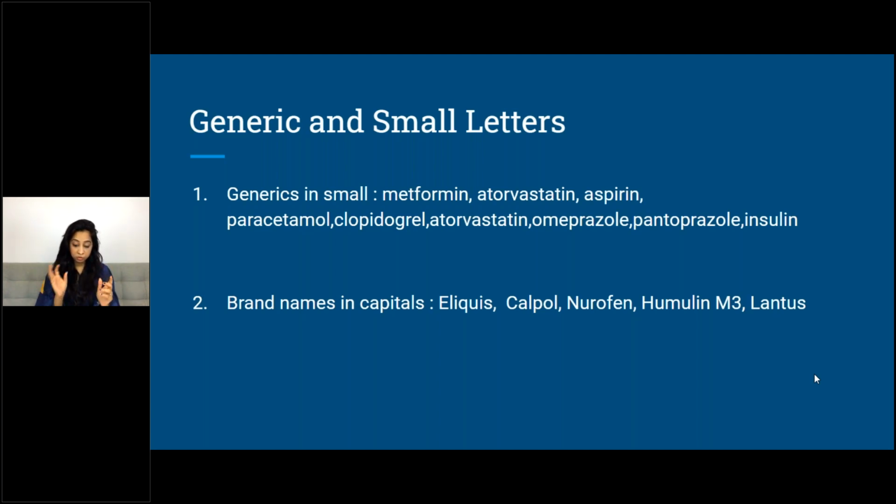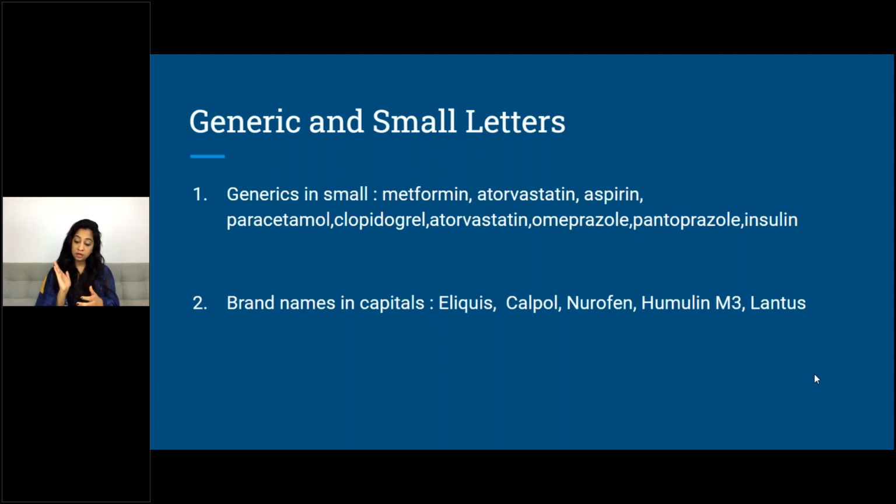Brand names, however, are what the company is going to name the paracetamol which they're manufacturing, so that they can differentiate their medication from their competitors. Paracetamol is sometimes called by the name of Calpol. If you see Calpol in your exam, you're going to put that with a capital letter. Eliquis is a name for apixaban; one company manufactures apixaban, calling it Eliquis. Nurofen is another name for ibuprofen, which is manufactured by a certain company.